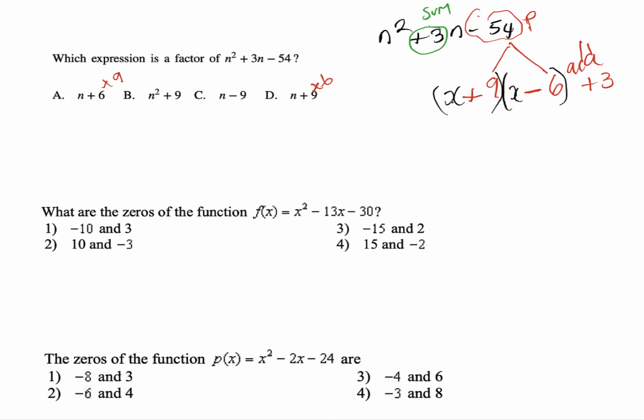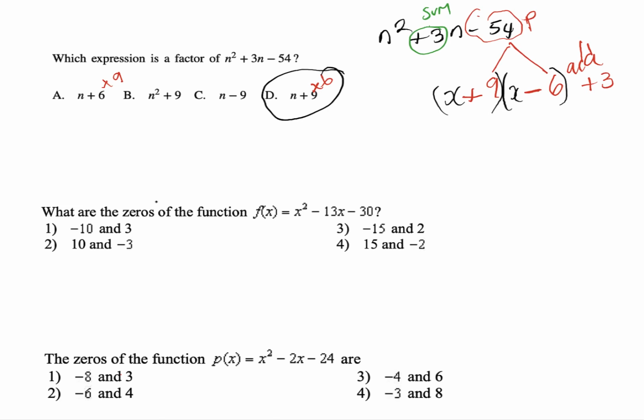So we're looking for x plus 9. I see it right here, so my answer is D. Notice your other factor is x minus 6 and it's not listed. They're only going to list one of them. All right, how do we put all of this together?